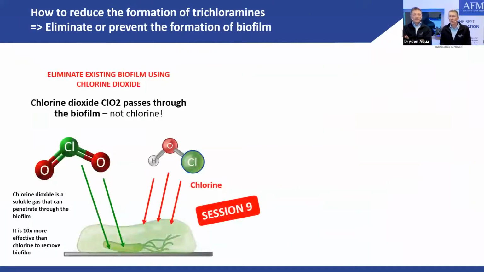So again, in summary, eliminating existing biofilm, there is one good product that is very effective at doing this, which is chlorine dioxide. We will talk about this in session number 9, because it's able to actually penetrate the biofilm, while chlorine will oxidize it. But if it's thick biofilm, it will be difficult to get through, but chlorine dioxide is much more effective.